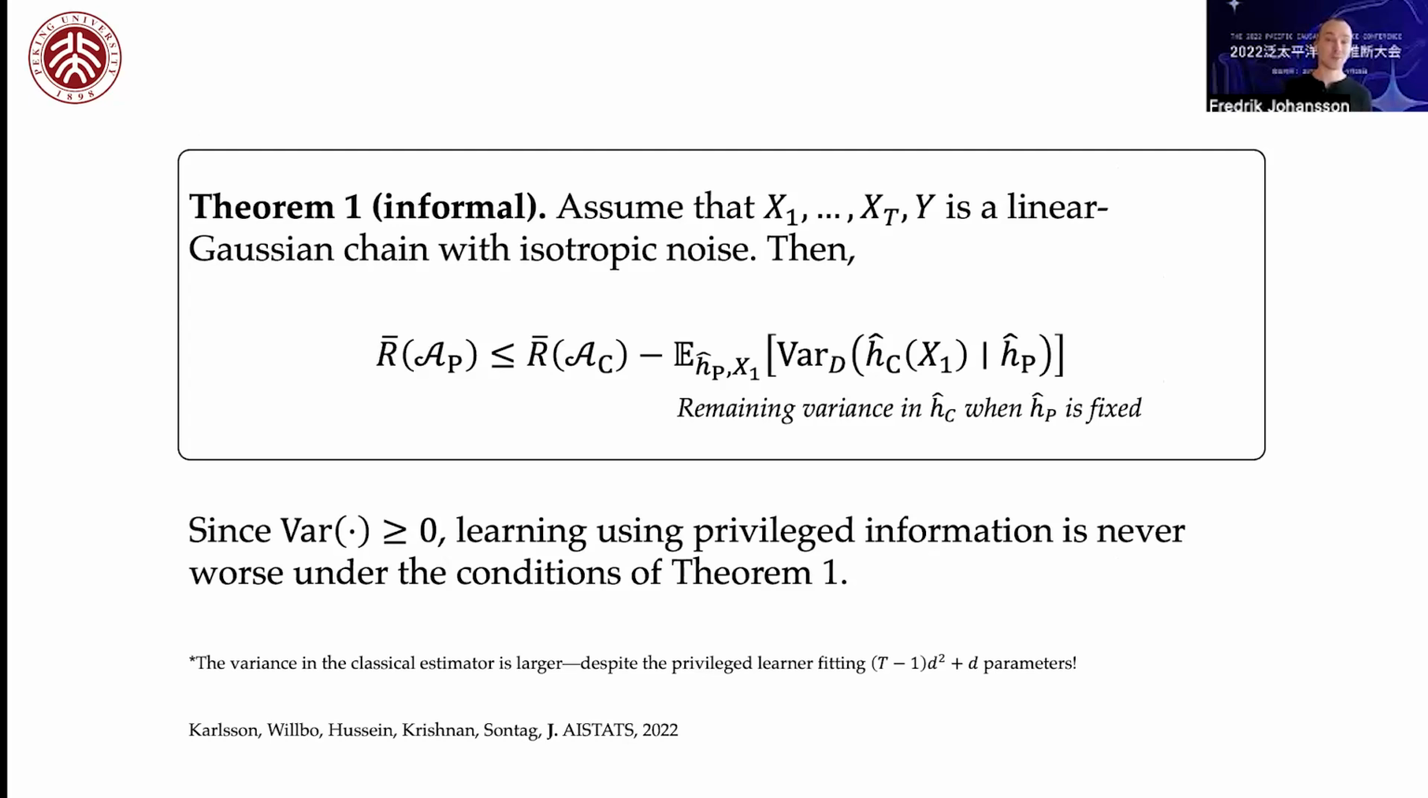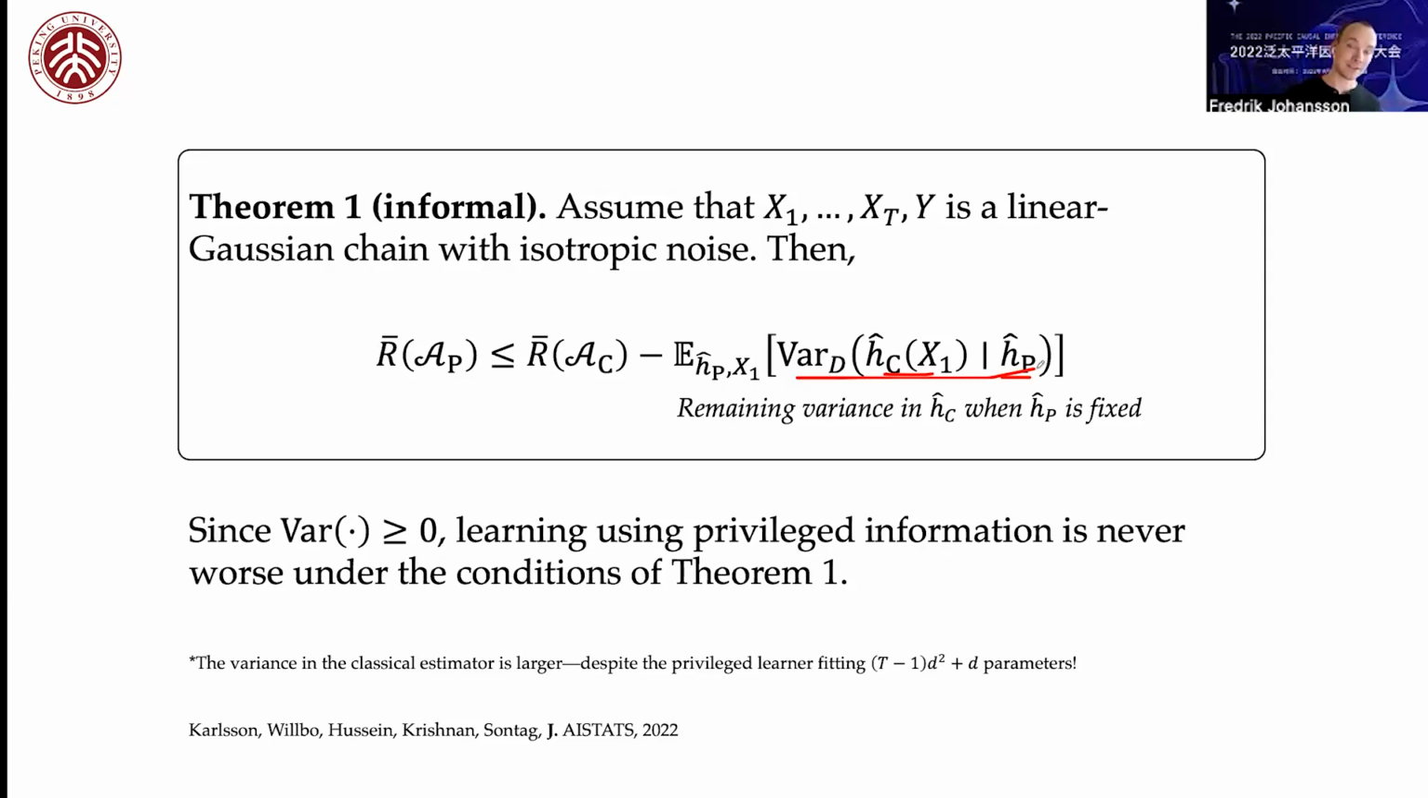Now, in this setup, we can show that if our data corresponds to our assumption, meaning x1 through xt and y are a linear Gaussian chain and they have isotropic noise, then the risk of the privileged learner will be upper bounded by the risk of the classical learner minus the expected variance of the classical learner given the privileged one. Notation-wise, this might be a little bit tough to look at. But essentially what you can think of is that once we fix the output of the privileged algorithm, it might not be deterministic what the output of the classical algorithm is. And so there's some variance in what the classical estimate would be when we fix the privileged estimate.